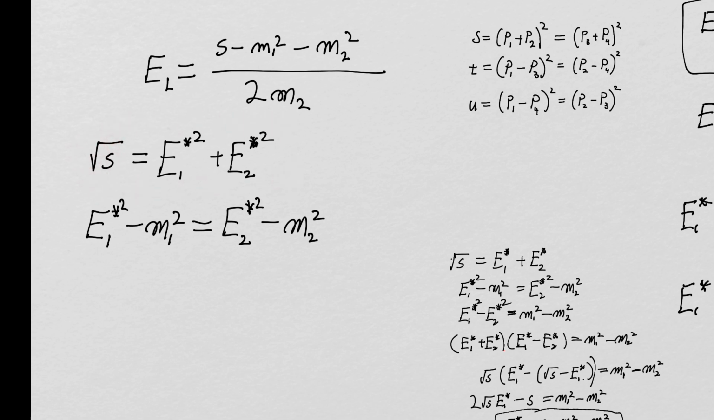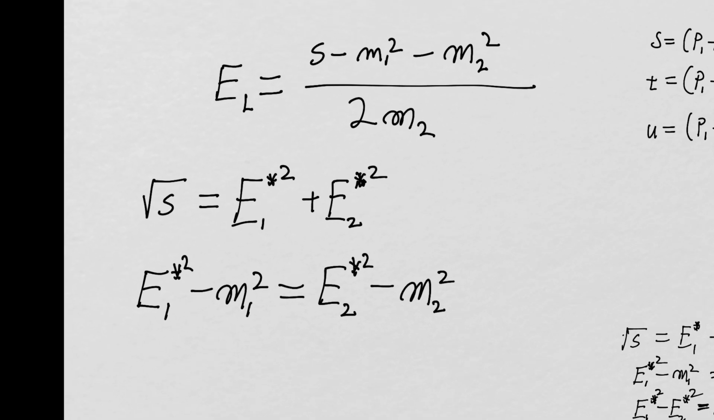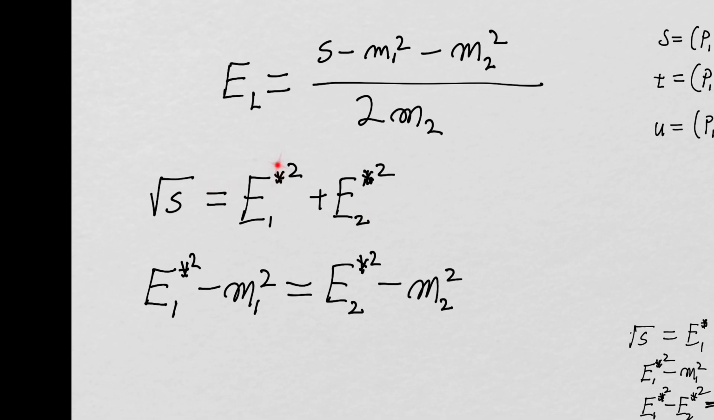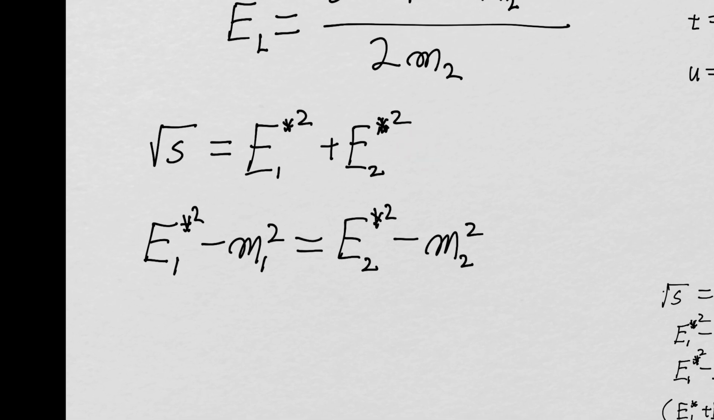The square root of the invariant S is going to be E1 star plus E2 star in the center of mass frame. That's just taking P1 and P2 and adding them together in the center of mass frame. The 3 momentum components cancel, or the 3 space-like components cancel is the proper way to say it, and only the time-like component adds together, and that's what this is. And of course, there's no 0 here because we've got these asterisks here. So that is just sort of the definition of S.